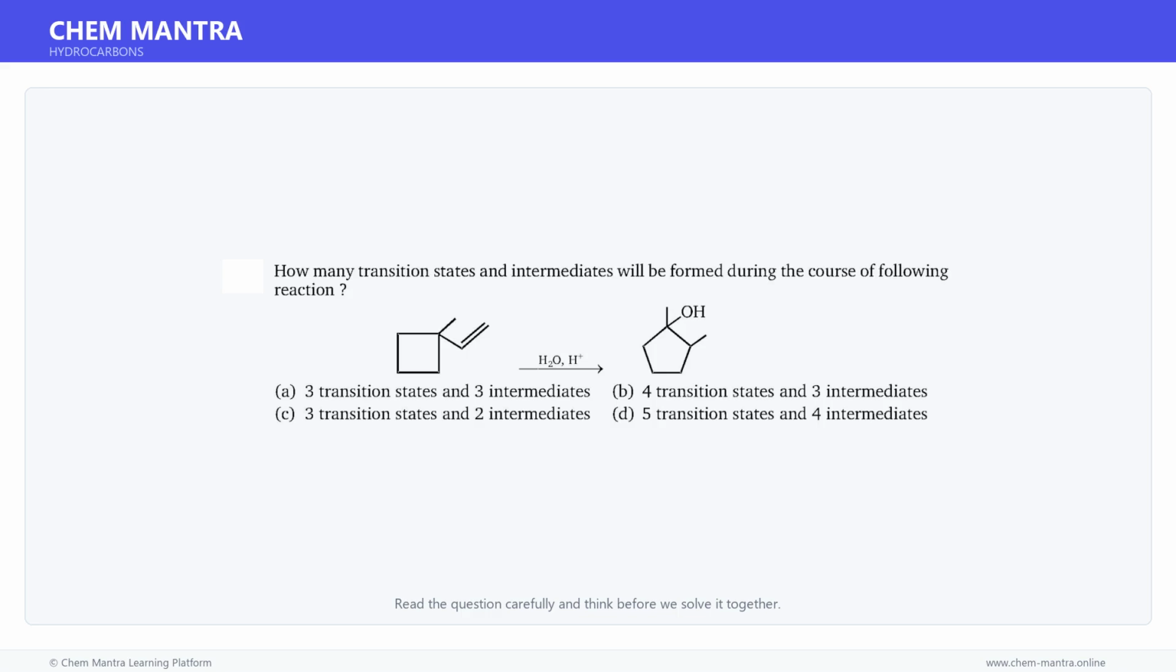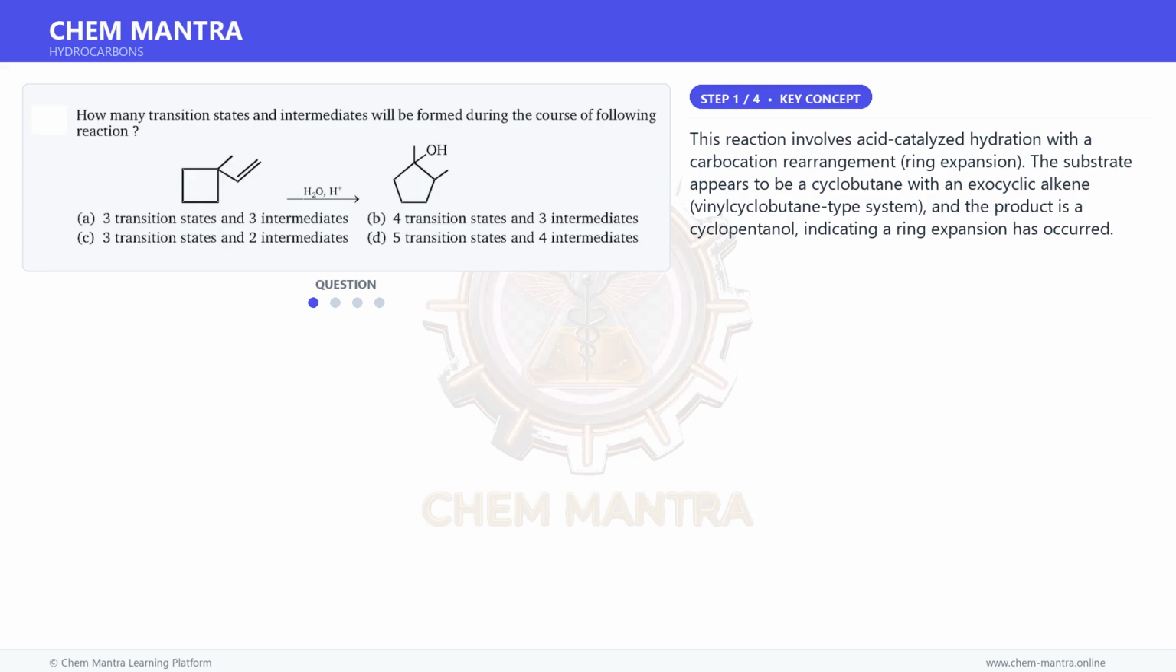Here is a question. Read it carefully and think about the answer. Let us solve it step by step. Let us first understand the key concept here. This reaction involves acid-catalyzed hydration with a carbocation rearrangement, ring expansion.